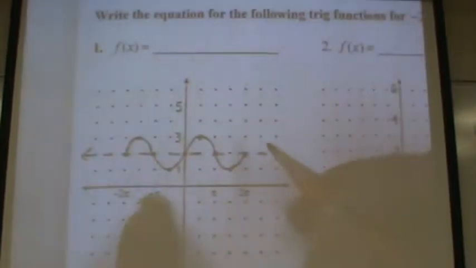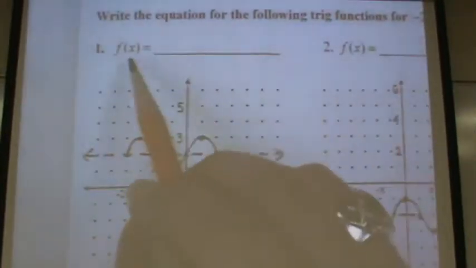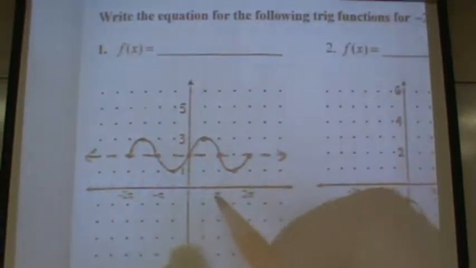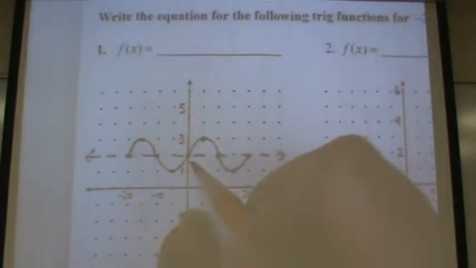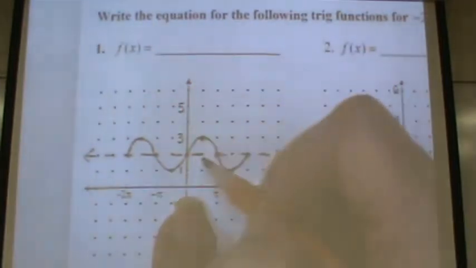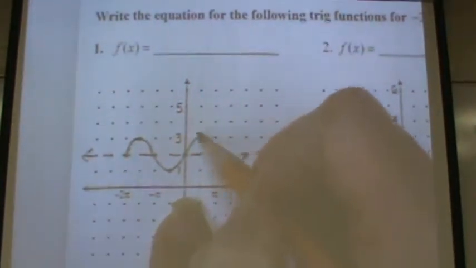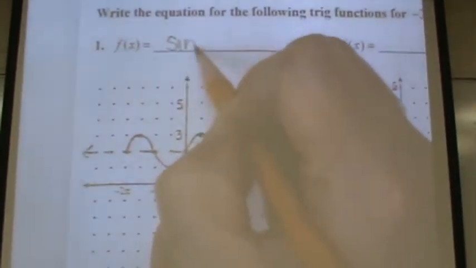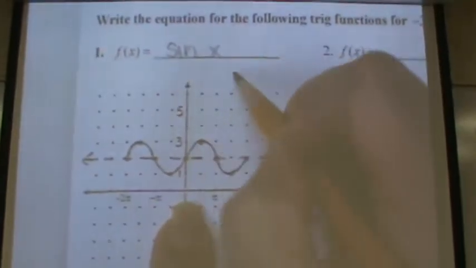Could you write the equation? Yes. And I already put the y value here for you. So is this a sine or a cosine graph? Sine. It's a sine. And what's the amplitude? 1. So this is going to be sine x plus 2.